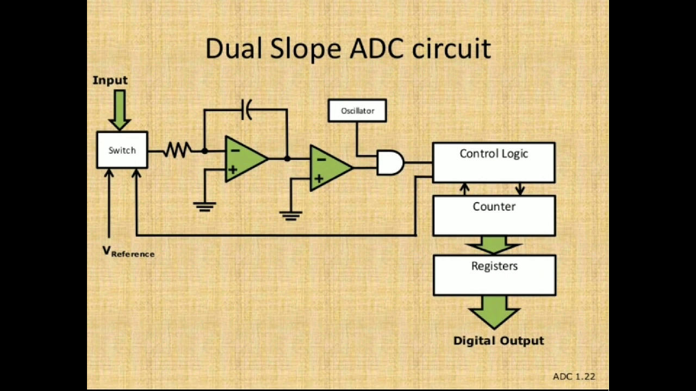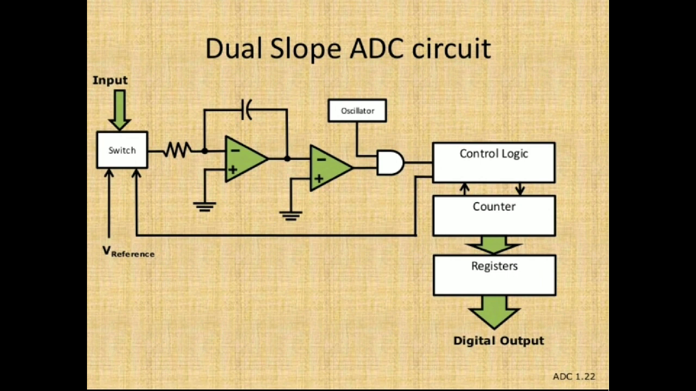Let us take the switch to be at the analog input side. When the input is given to the first comparator, it is an integrator. You can see the circuit: the first op amp is an integrator. The input signal is passed to the integrator, so the capacitor starts charging and a linear type of ramp is produced. When the capacitor charges in a linear way, the output voltage rises linearly.